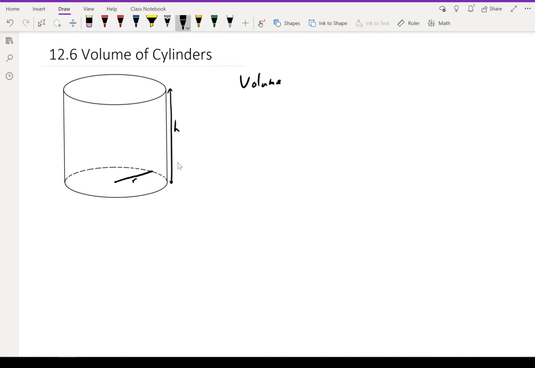If you remember, the volume of prisms, any prism, V, I'm going to put VP for volume of prisms. It is equal to the area of the base. It will be B multiplied by the height. That is the volume of any prism, where B is the area of base.